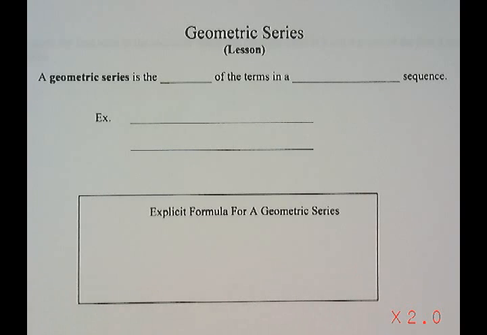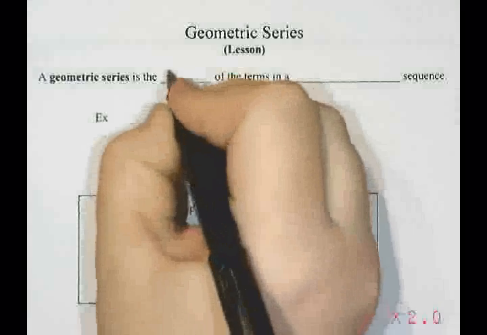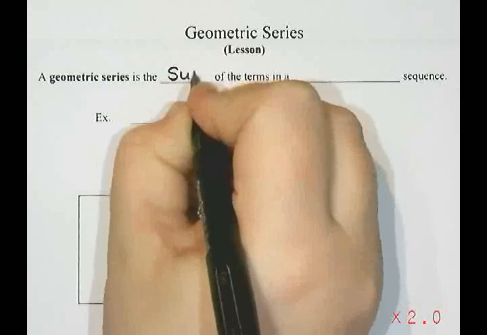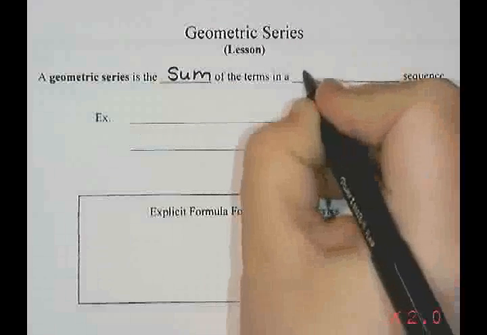In this video, we're going to learn about geometric series. So a geometric series is what you get when you take a geometric sequence and you add all of the terms together. So we're just going to say that a geometric series is the sum of the terms in a geometric sequence.